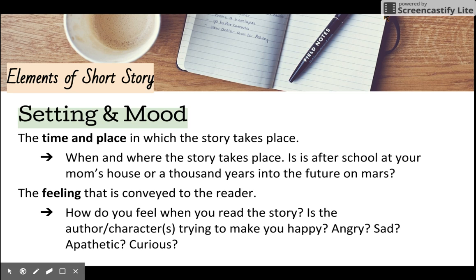Lesson 2 of our study of short story is going to take a look at setting and mood. So they are similar, but still different. So setting specifically is the time and place in which the story itself takes place. So we're looking at when, the time, and where, the place of the story.